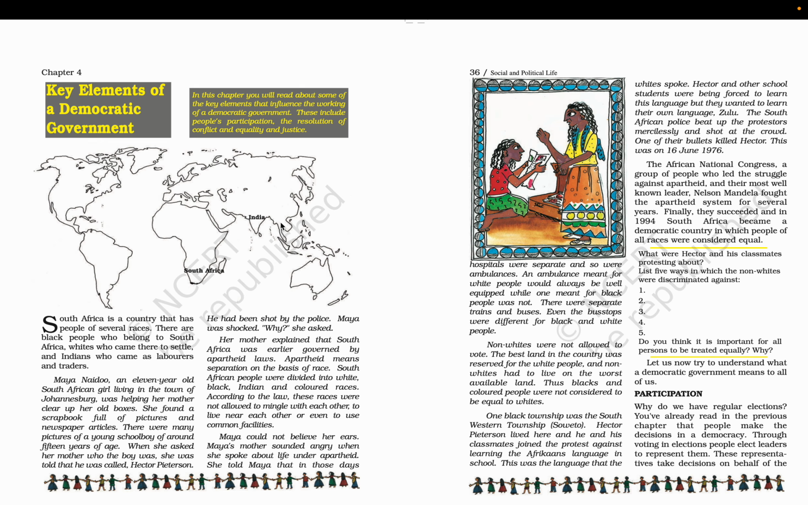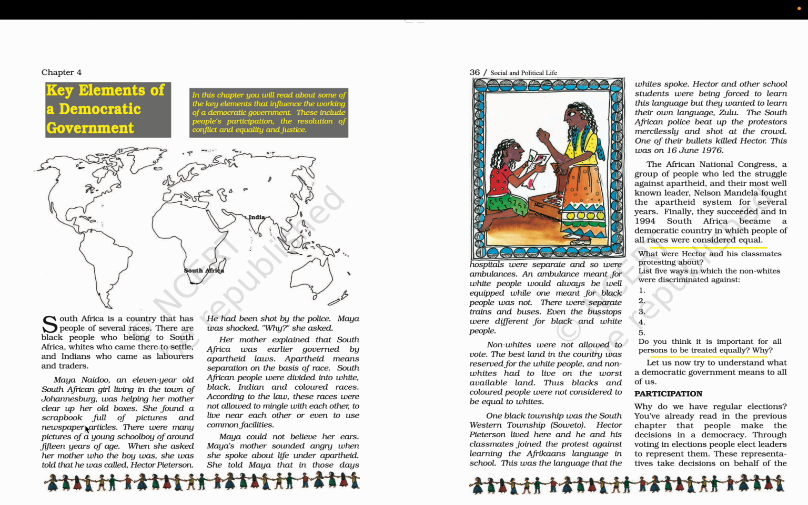You see the two countries marked in this world map, India and South Africa. South Africa is a country that has people of several races. There are black people who belong to South Africa, whites who came there to settle, and Indians who came as laborers and traders. Maya Naidu, an 11-year-old South African girl living in the town of Johannesburg, was helping her mother clear up her old boxes.